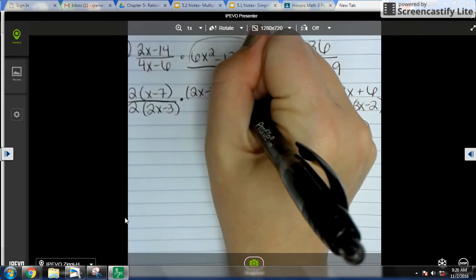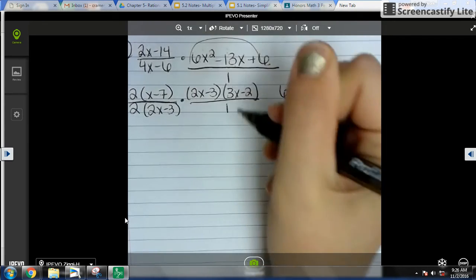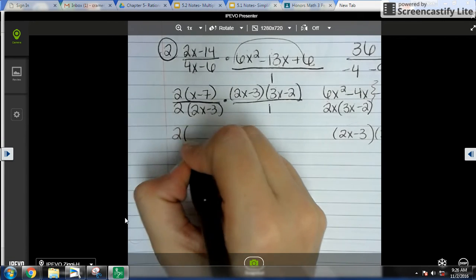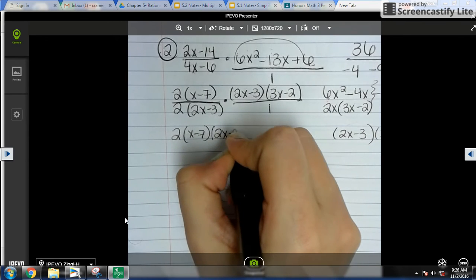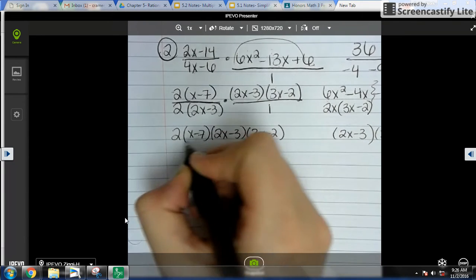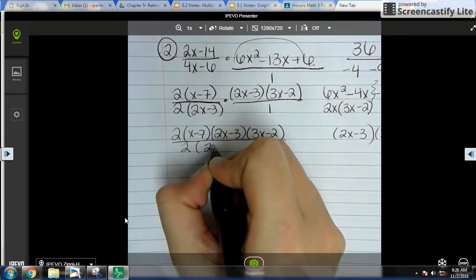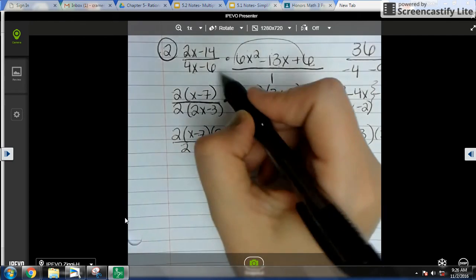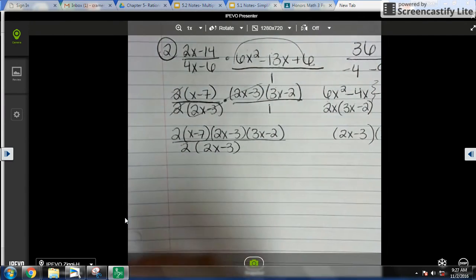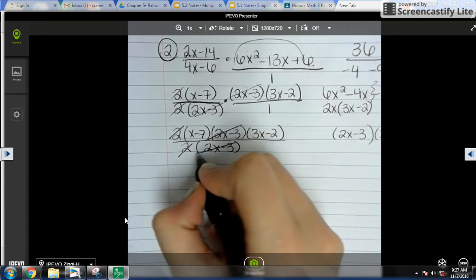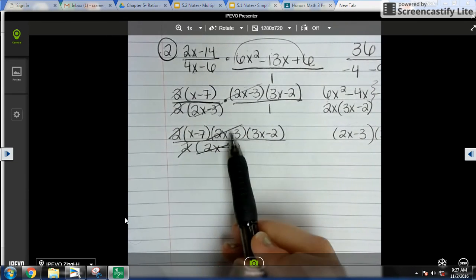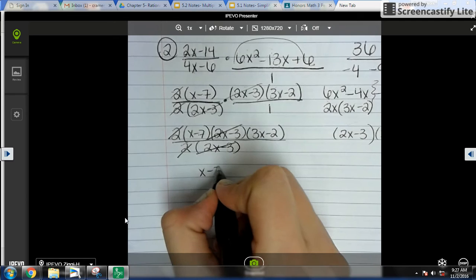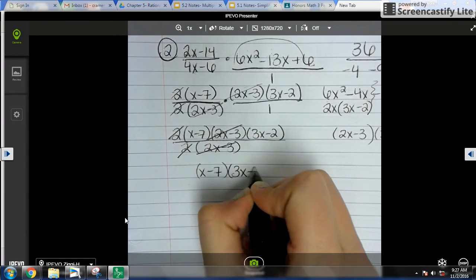2x minus 3, 3x minus 2 over 1. And now we're going to multiply it all together. So this would be 2x minus 7, 2x minus 3, 3x minus 2 over 2, 2x minus 3. And here you can probably have seen above that some of this will cancel. You can also go ahead and just cancel it there, but especially once you write it all out, you see it here, 2 over 2 cancels, 2x minus 3 over 2x minus 3 cancels. And we're left with x minus 7 times 3x minus 2.